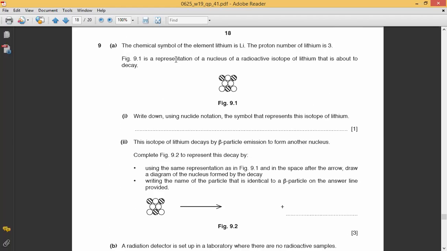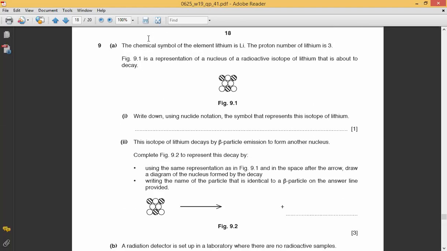Nevertheless, let's see how to do this. I guess that was an oversight. But let's see how to solve this. This is not chemistry. No, this is physics. This is nuclear physics, radioactivity.